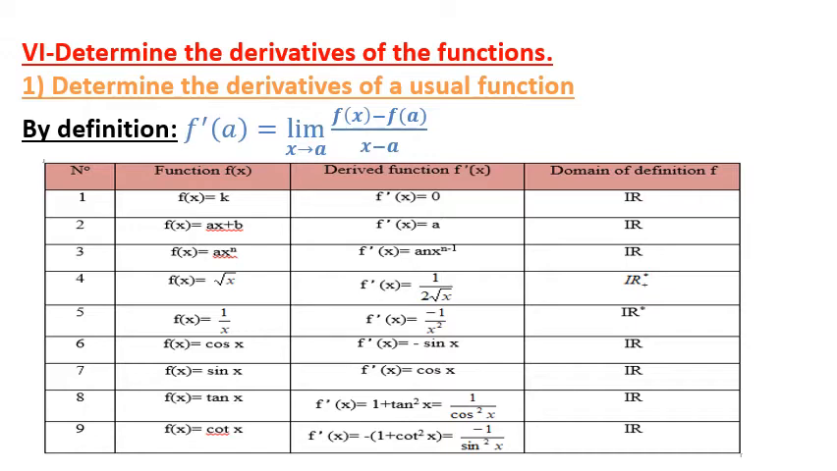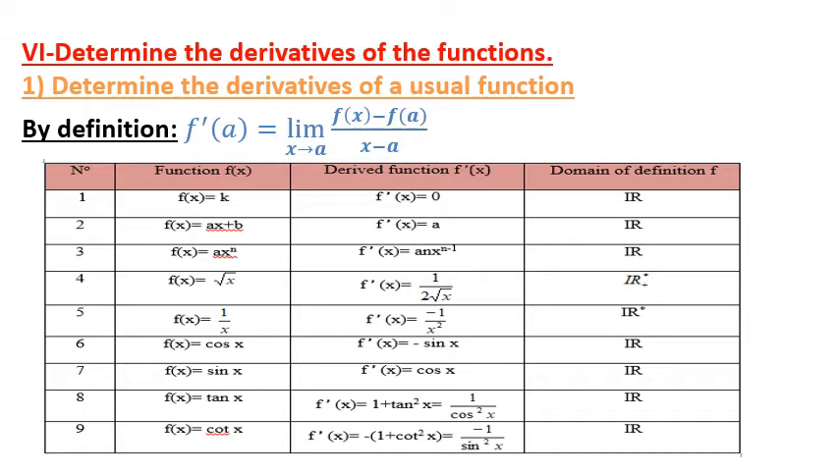If f of x equals k, where k is a constant, then f prime of x equals 0. If f of x equals ax plus b, then f prime of x equals a. If f of x equals a x power n, then f prime equals n a x power n minus 1. The derivative of radical x is 1 over 2 radical x.